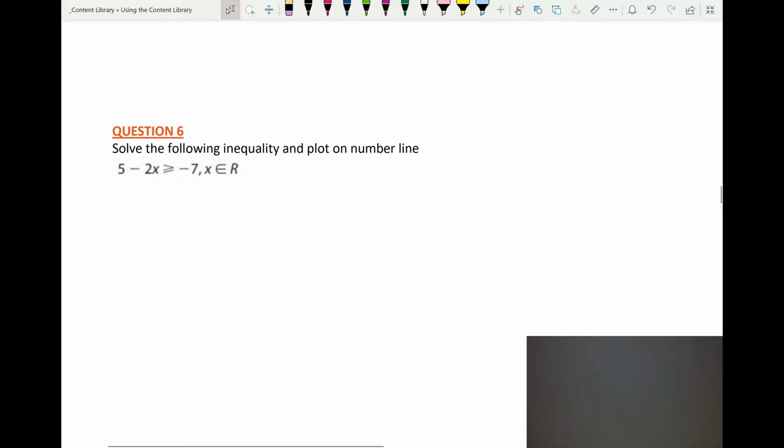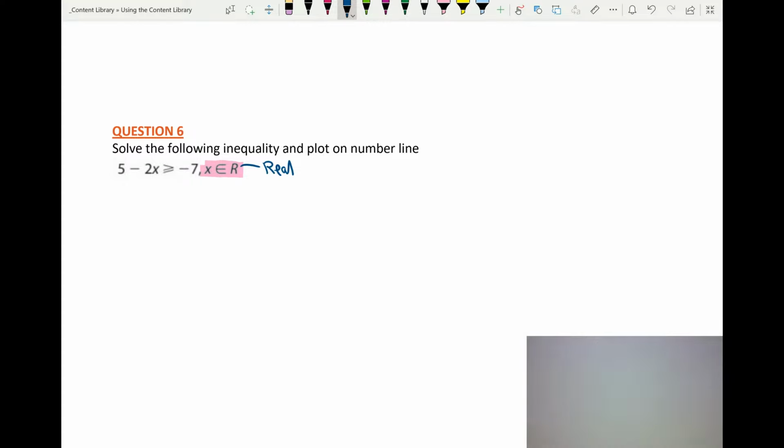So again, don't worry too much about the end part here. It's just saying that x is an element of R. R stands for real, and real numbers are all types of numbers. Every single number you can think of is real. So fractions, decimals, integers, minus numbers, positive numbers, 0, they're all real numbers.